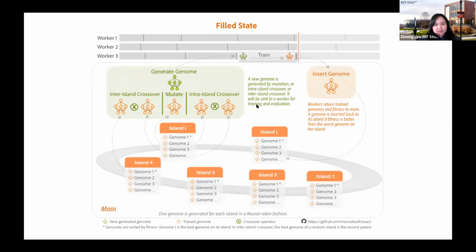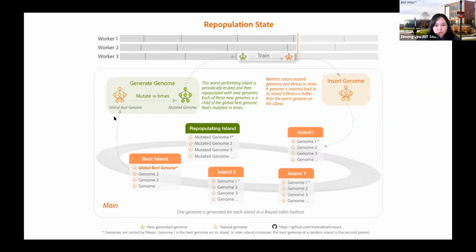For fill states, it's also the same, that we can do crossover or mutation on the parents and generate a new genome. For repopulated states, for the current repopulating island, we select the global best genome and mutate it m times, and send it to a worker to evaluate and eventually insert it back into this repopulating island.